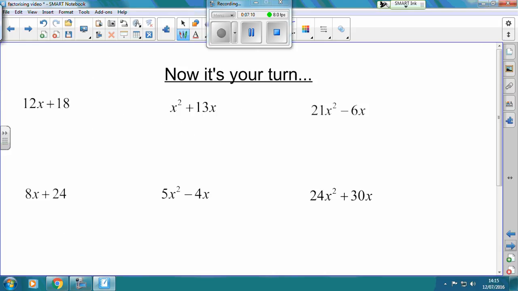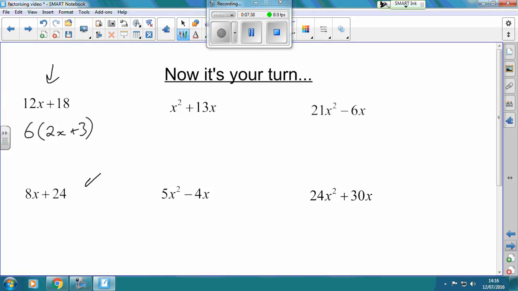Okay, so now it's your turn. You've got 6 questions to do here, and I'll give you enough time to pause the video and have a go at them, and then I'll go through the answers. So the biggest number that goes into this first one here is 6. So we're going to take a 6 outside, so 6 lots of 2x plus 3, because 6 lots of 2x is 12x, 6 lots of 3 is 18.